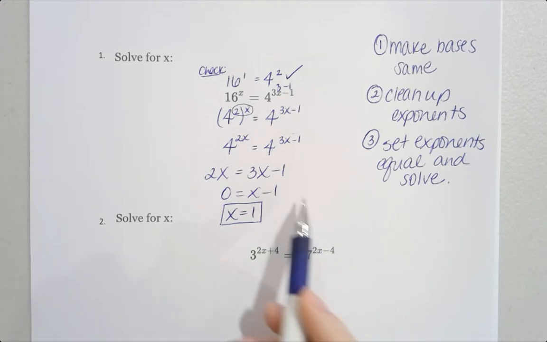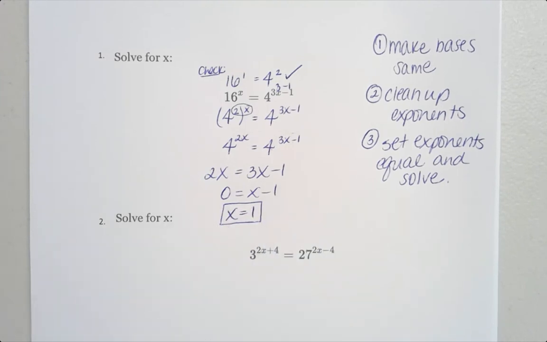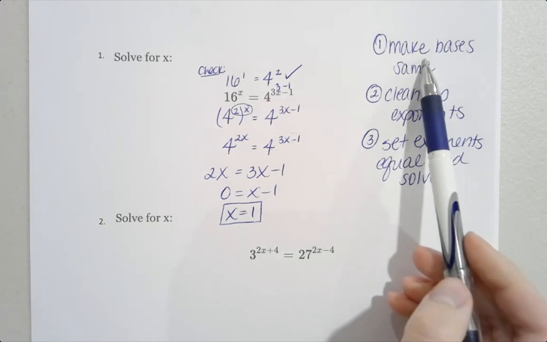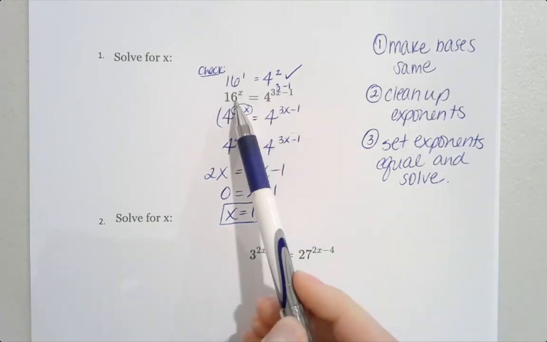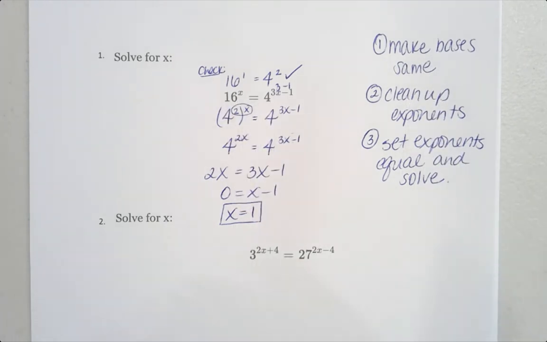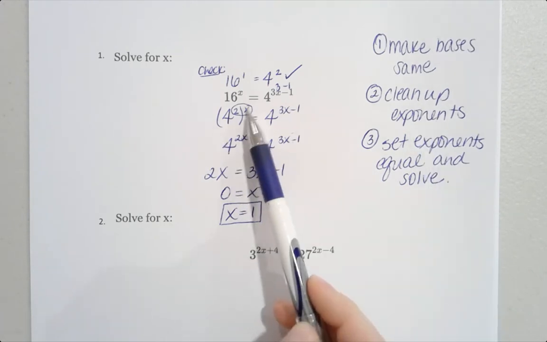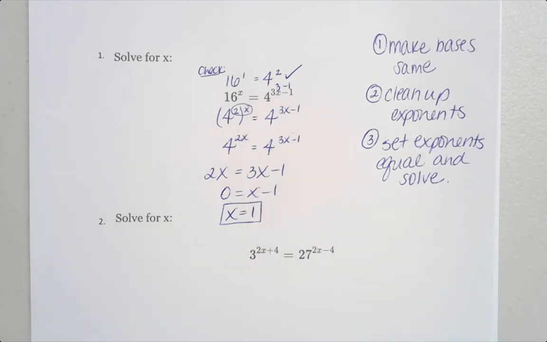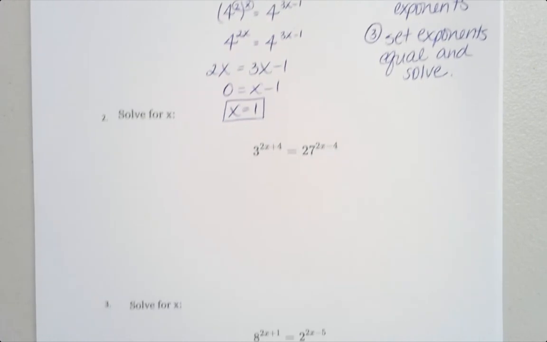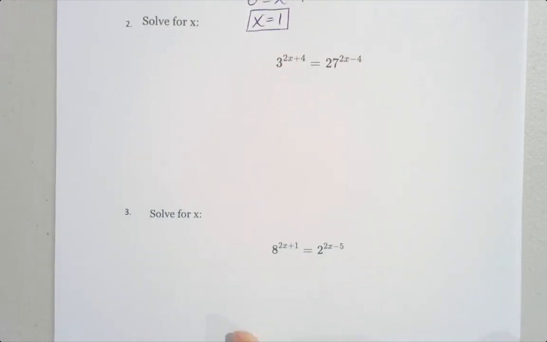Delta Math is only going to ask you for what that value of x is, and you're just simply going to type it into that box. So step 1 is we're going to make these bases the same, because if our bases are equal, our exponents must be equal too. Once we do that, we can clean up our exponents. So any little arithmetic that needs to be taken care of, you take care of it. Step 3, set your exponents equal and go ahead and solve. So let's try that again with example number 2.